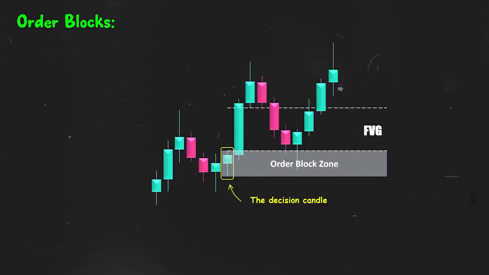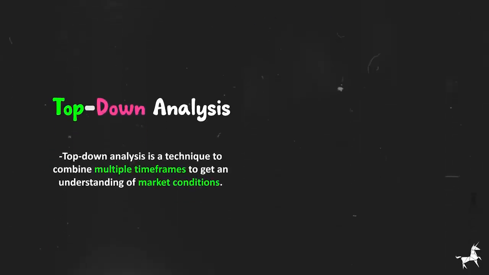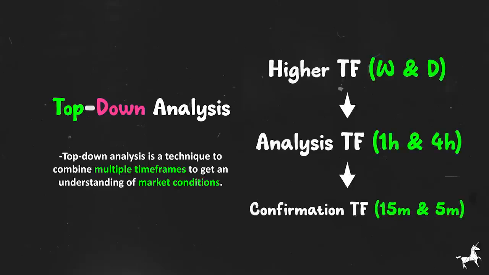Finally, we have top-down analysis. This technique is all about combining multiple time frames to get a complete understanding of the overall market conditions. By analyzing the bigger picture on higher time frames and then zooming in on the smaller time frames for finer details, traders can identify the most promising trading opportunities. The process begins with the higher time frames, such as the daily or weekly charts, to determine the broader trend, key levels, and market sentiment. These larger perspectives help us understand where the market is likely headed.